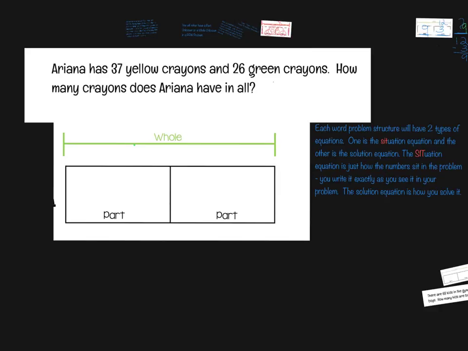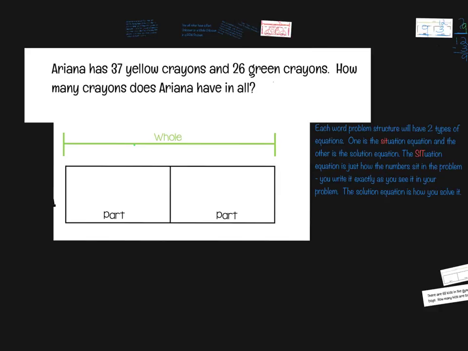Second step is to make the mind movie. This is when you read it a second time, and in your mind, you visualize exactly what it's saying. So, I'm going to read it to you. Think about your mind movie. Ariana has 37 yellow crayons and 26 green crayons. How many crayons does Ariana have in all? Okay, you saw it in your mind. You saw the movie.